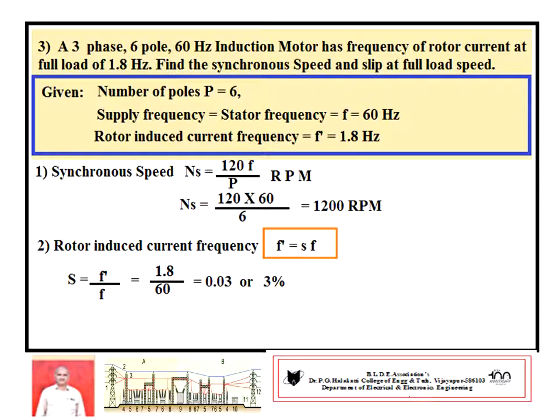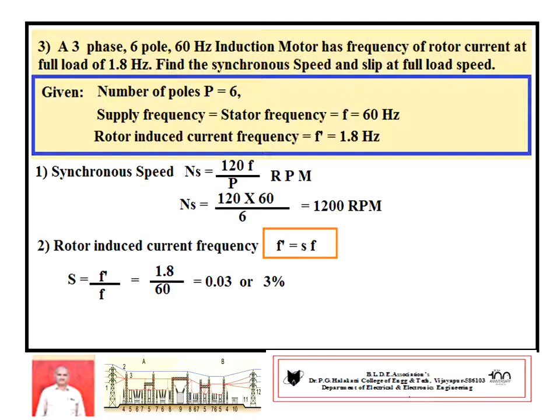Number of poles is given, P equal to 6. Then supply frequency is given. Supply means stator frequency or supply frequency, F equal to 50 Hz. Rotor induced EMF or rotor induced current frequency is given, F dash equal to 1.8 Hz. So number 1, you go for calculation of synchronous speed as per the question asked. So synchronous speed Ns equals 120 F by P. You substitute the values. Ns we are going to get as 1200 RPM.